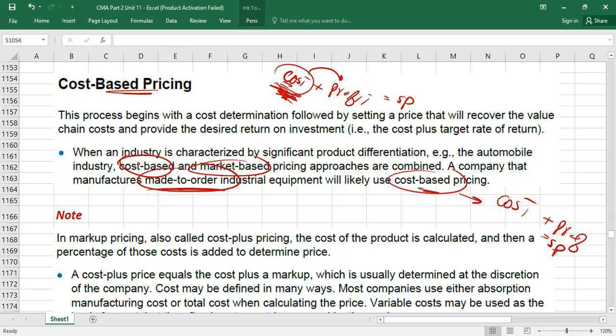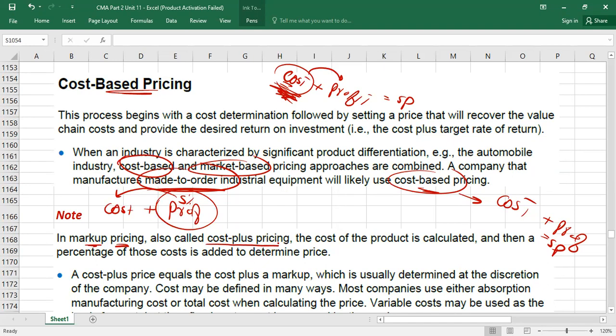Please also remember what markup pricing is. For example, if you know your cost and you want to add a profit, for example 5% of cost, this profit will become your markup. Markup is what? Markup pricing is also called cost-plus pricing.